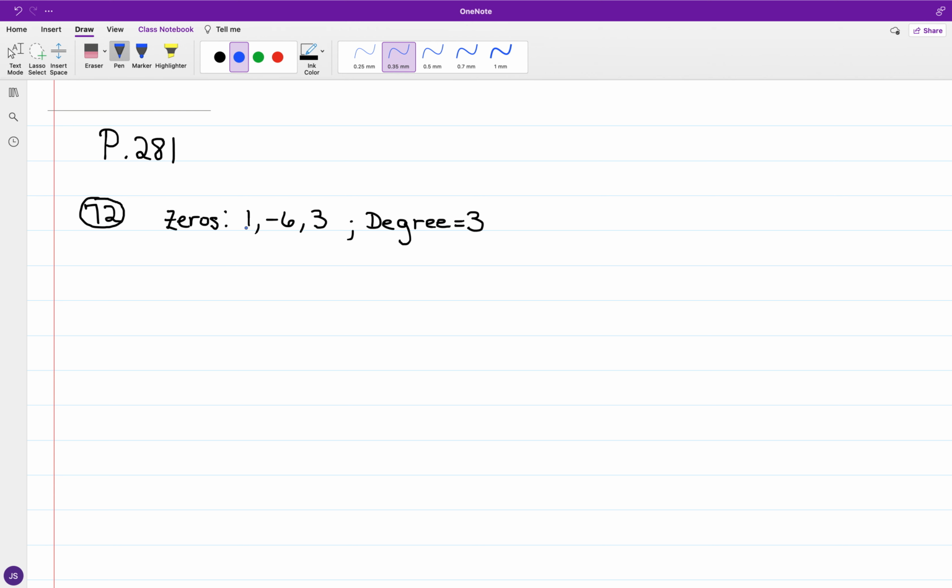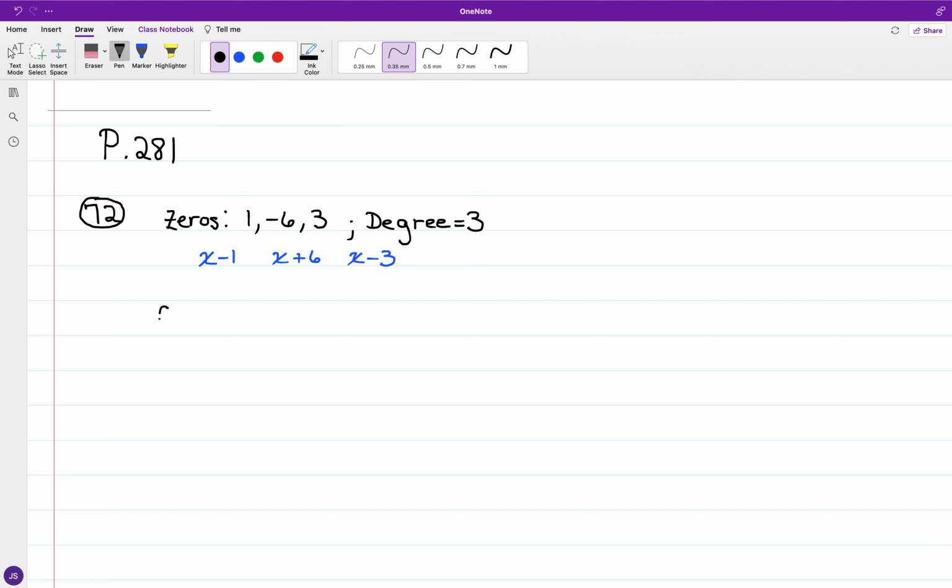So we have a possible factor that will have a zero value of 1. We can say we have x minus 1. And for negative 6, we can say that x equals negative 6 stems from setting equal to 0 the binomial x plus 6. And the zero value of x equals 3 is going to originate from x minus 3, or any other direct multiple of this.